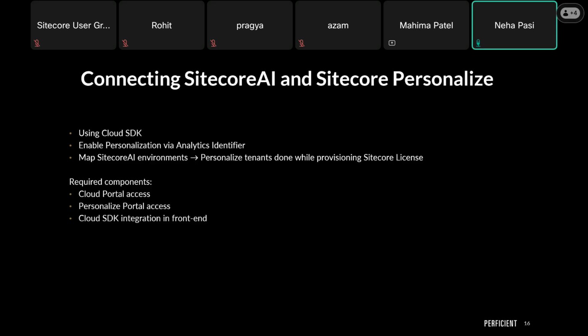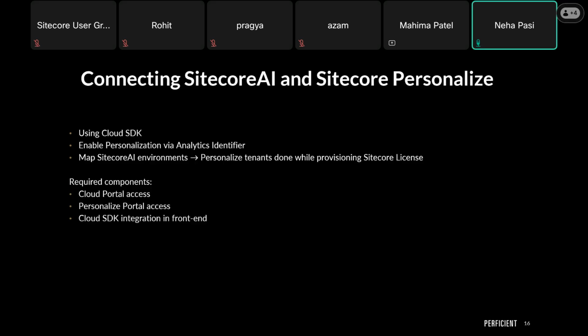I tried to understand where this link is happening, but after a bit of research, the mystery got resolved: this connection happens when the Sitecore licenses are being provisioned. This is done by Sitecore personnel who set up both the dashboards for us. So the required components for this integration are, of course, the cloud portal access, the personalized portal access, and Cloud SDK integration in the front end.